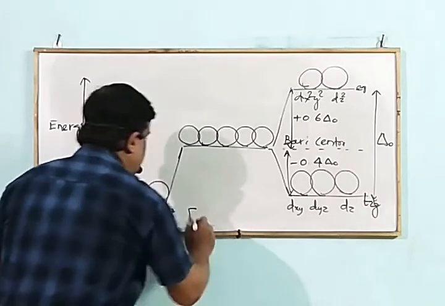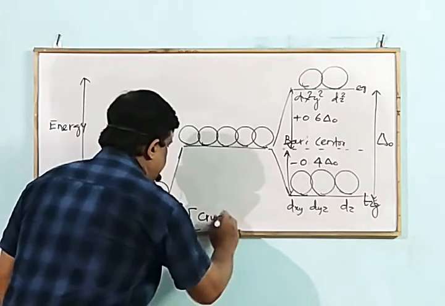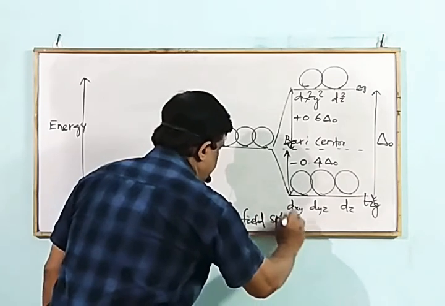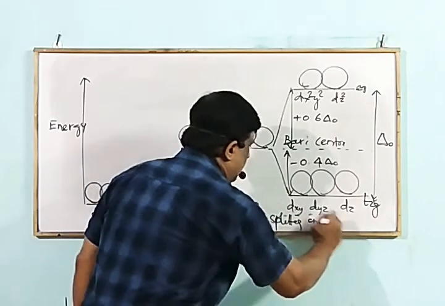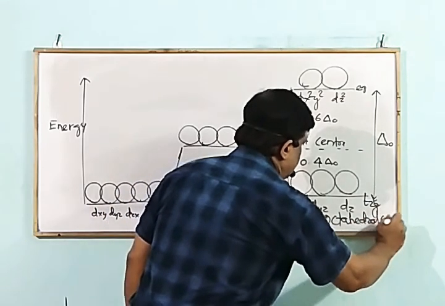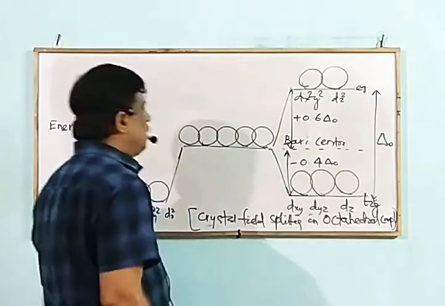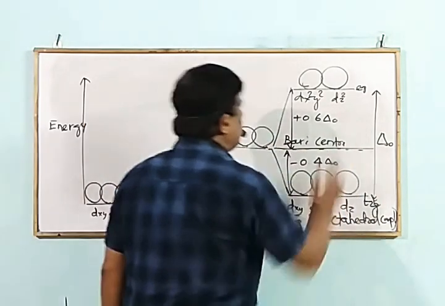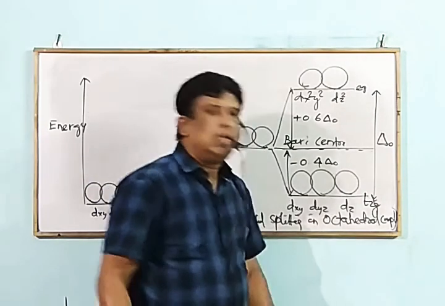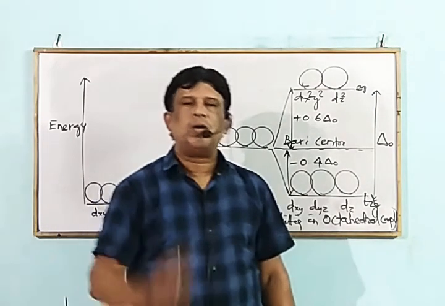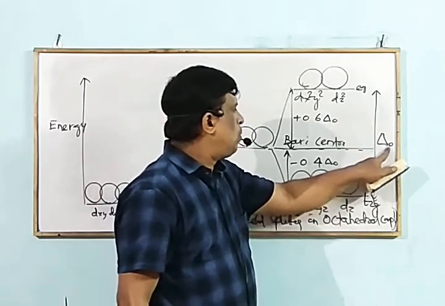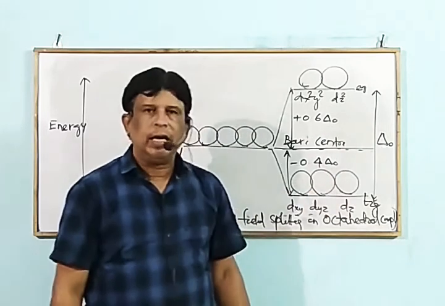This is the crystal field splitting in an octahedral complex. Mark that. This is known as a barycenter. The difference in energy between the two sets of orbitals is known as crystal field splitting energy or crystal field stabilization energy. In the case of octahedral, it is represented by del O.